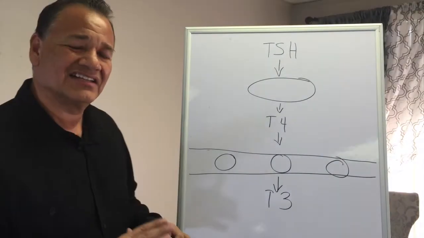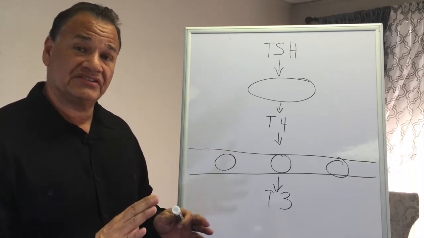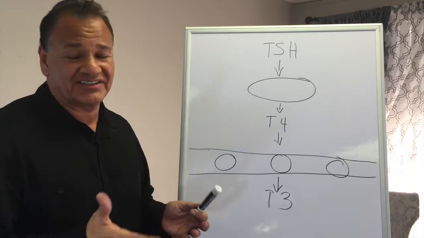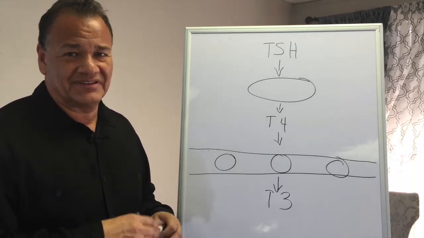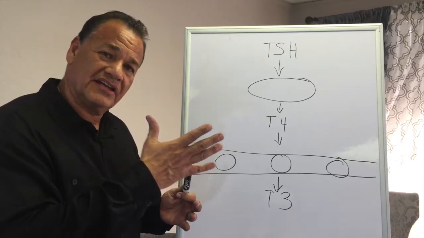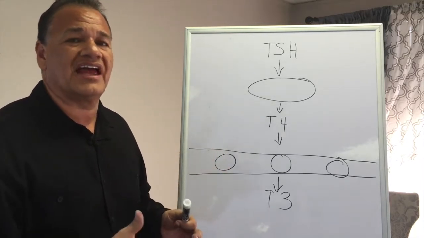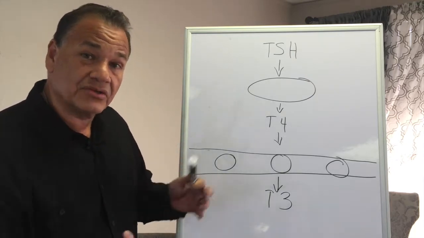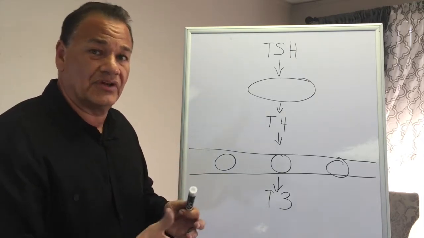Now I want to take it a little deeper. Now we know that TSH is what conventional medicine uses to diagnose hypothyroid, and it's actually measuring the pituitary gland, because that's where the TSH comes from. We also know that we're going to look at the T4 that's released by the thyroid gland, and we're also going to look at the conversion of the T4 to T3. That ratio tells us if the T4 is converting to T3.